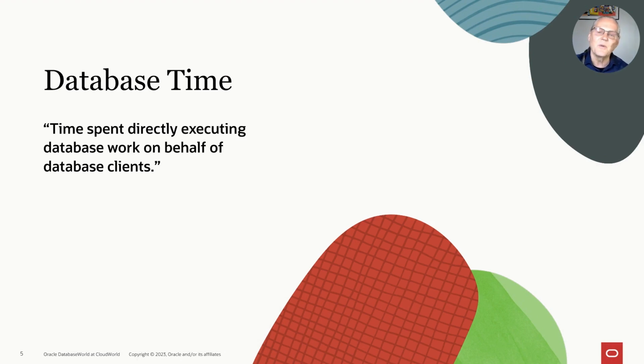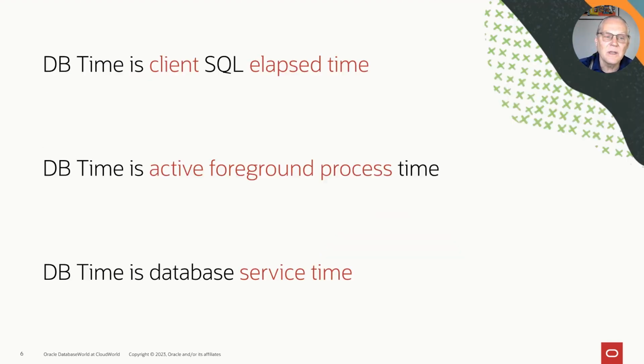Concepts: time is performance. Database time is basically what we understand to be time spent directly executing work on behalf of database clients. So it's really about how long clients are waiting for their SQL to be processed by the database. We think of it as client SQL elapsed time. A more technical way to think about DB time is active foreground process time. That requires understanding something about how Oracle SQL is processed by foreground processes, database processes.